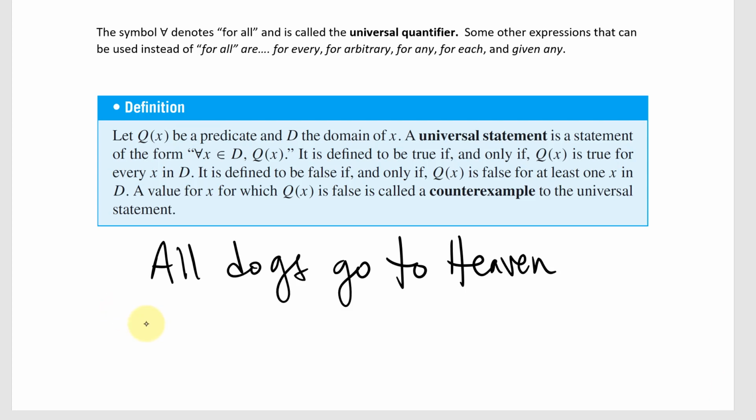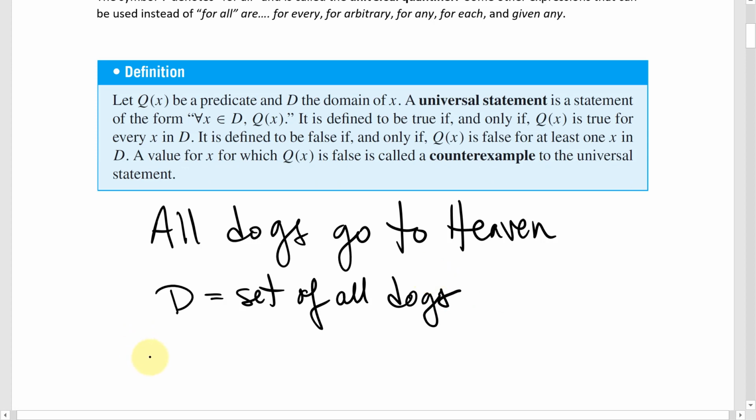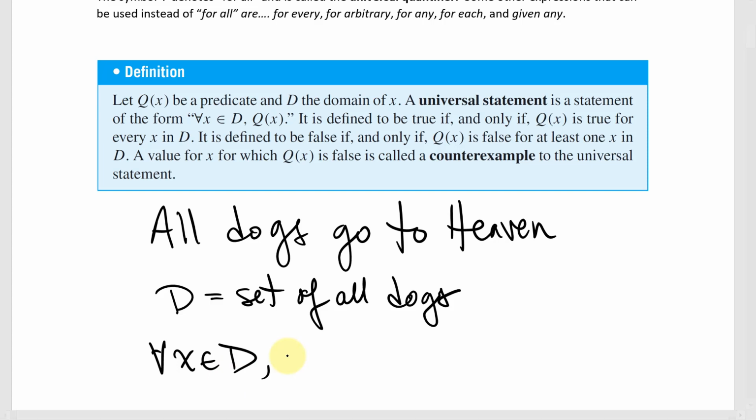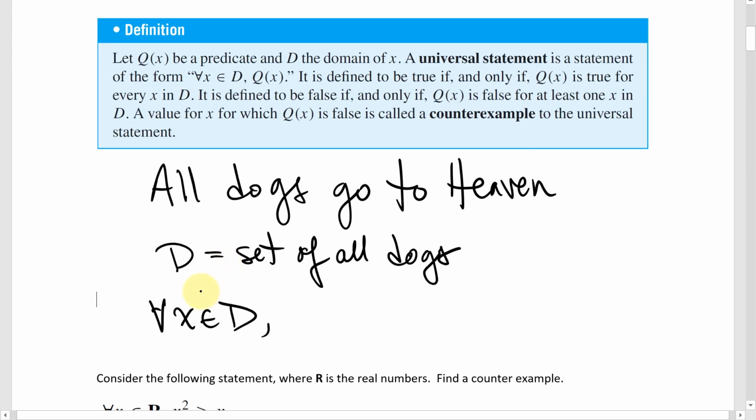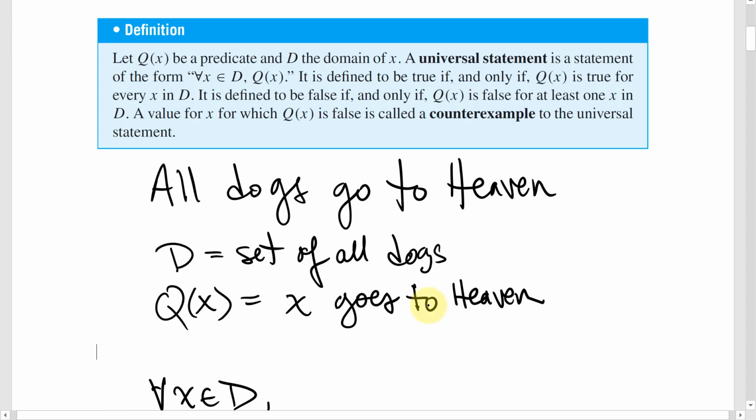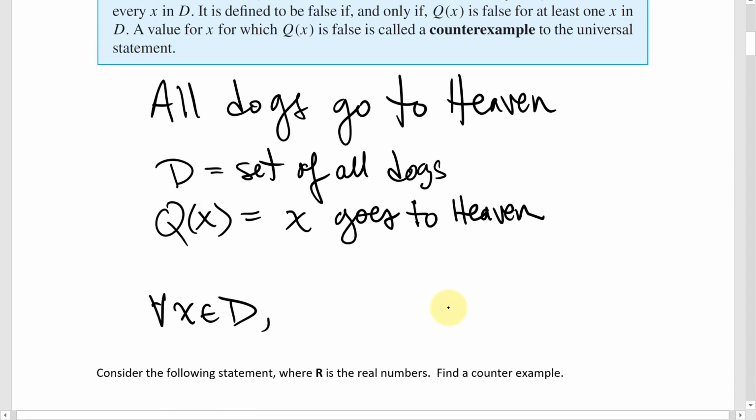We could say D is the set of dogs. And so in this formal language, we say for all x element of D, that is anything that is in the set of dogs, Q of x is the statement x goes to heaven. So let me just add that in. I could make these definitions here. D is the set of all dogs. Q of x is the predicate that x goes to heaven. And then we could put it in formal language that for all elements of the set of dogs, Q of x is true.